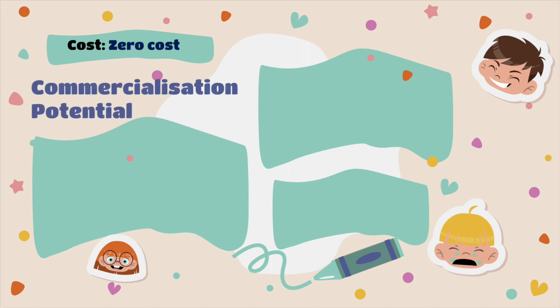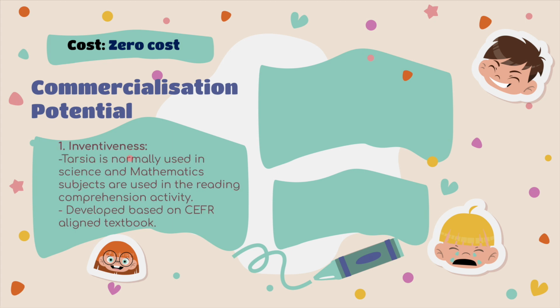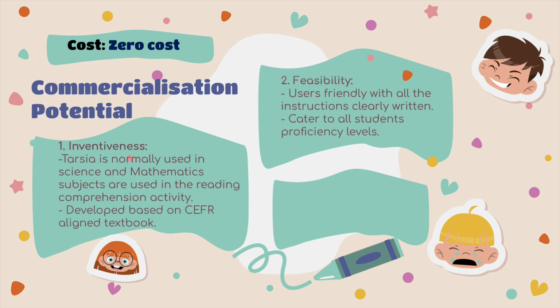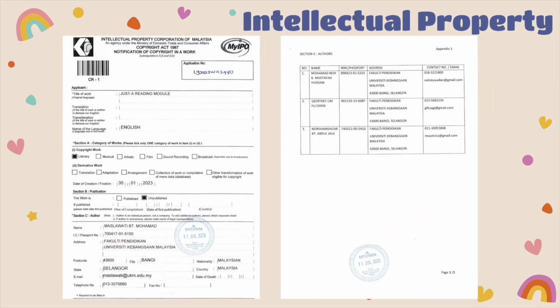The first commercialization potential is inventiveness. The second is feasibility. And the last one is mobility. Just a Reading module has been registered for intellectual property under the Intellectual Property Corporation of Malaysia, MyIPO.